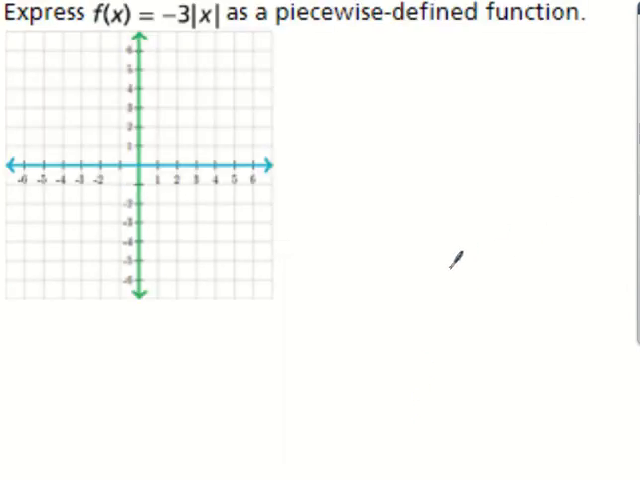So this is an absolute value function. All right, we know how to graph these. Colton thought we were done, by the way. He just got up and left.